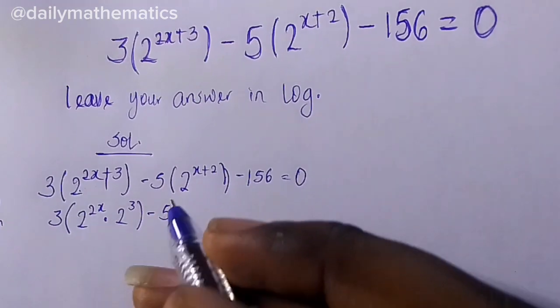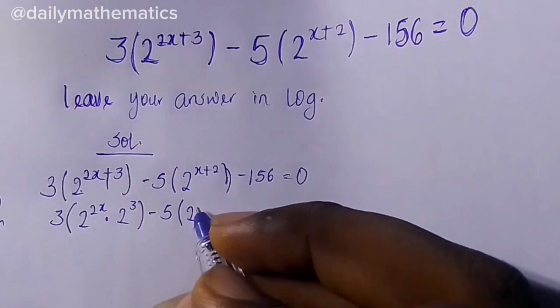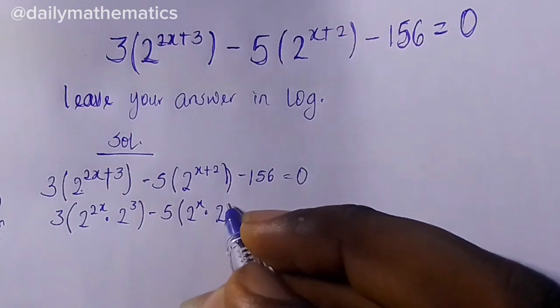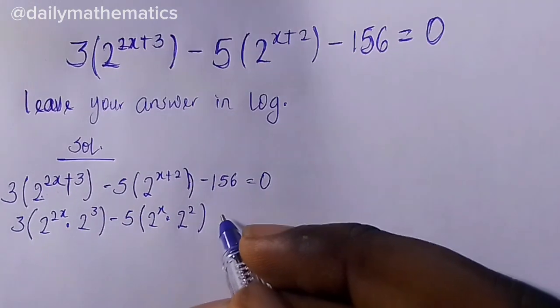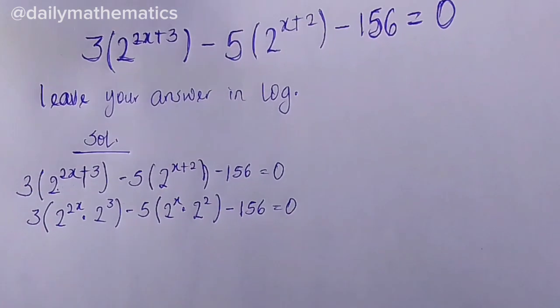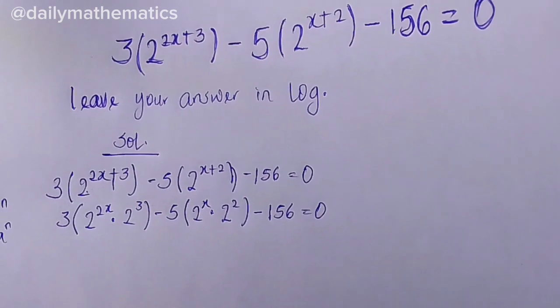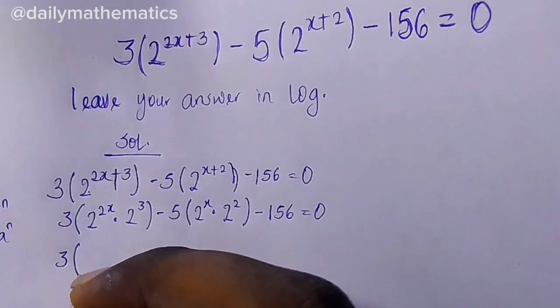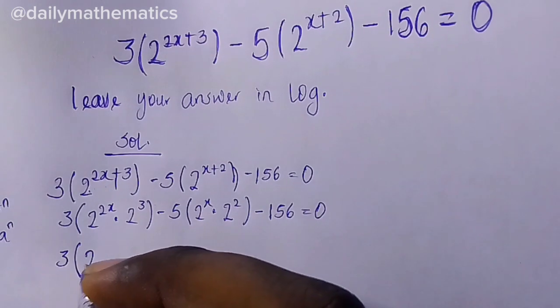We do the same thing for this place. We have 2 raised to the power of x multiplied by 2 raised to the power of 2, and then we have minus 156 equals 0. All right, so what's the next thing we're going to do? We have 3 bracket, and then we have 2.